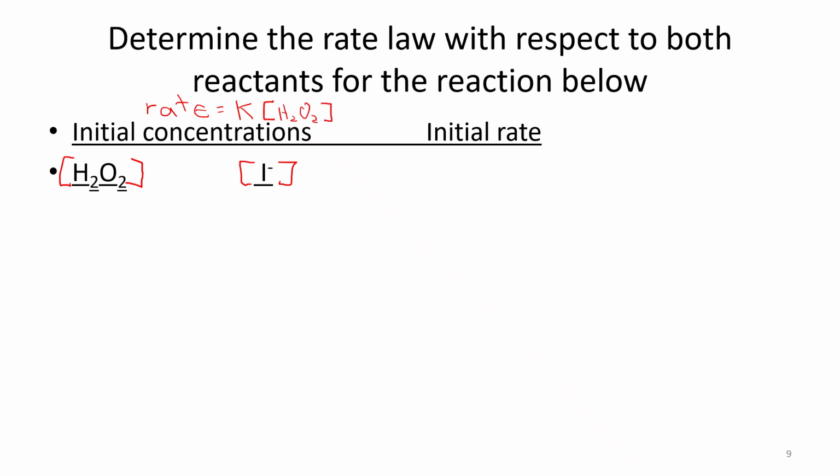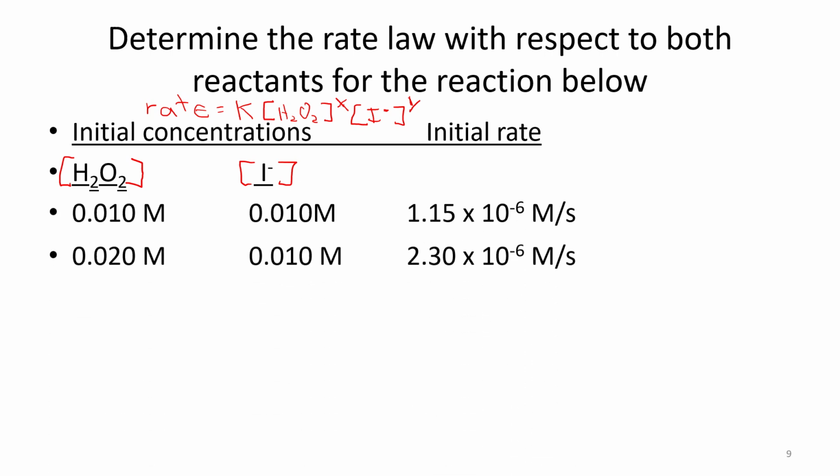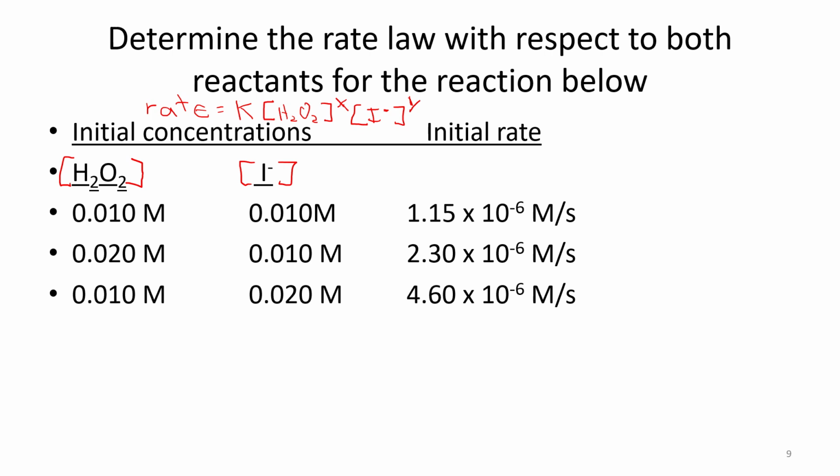But for now, I'm going to just put an x where my exponent is, because I don't know what that exponent is yet. And then I'm going to draw brackets around my second reactant, and I'm going to put a y to represent the exponent here, because we don't know that exponent yet either. So here we have some data.